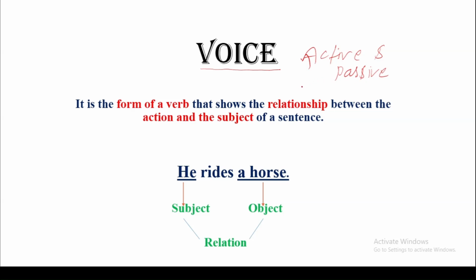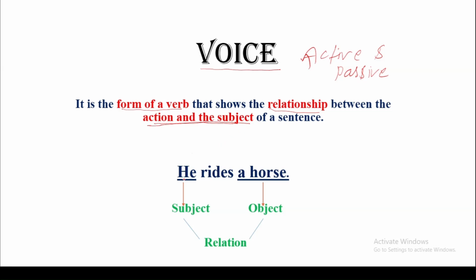So, first of all, let's understand what voice is. Simply, it is the form of a verb. It means voice is a form of verb that shows the relationship between action and the subject in a sentence.